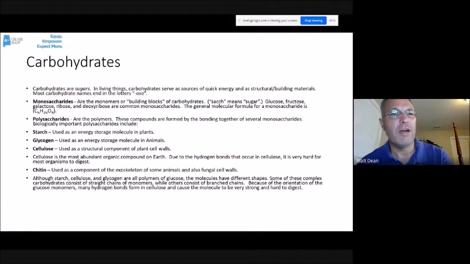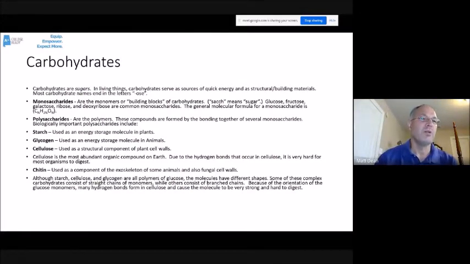All right, so let's talk about our first major group of macromolecules. And we're not going to spend a lot of time on these. Going to try to move through the first two groups very quickly. We're going to spend most of our time today talking about proteins. Carbohydrates are also known as sugars.